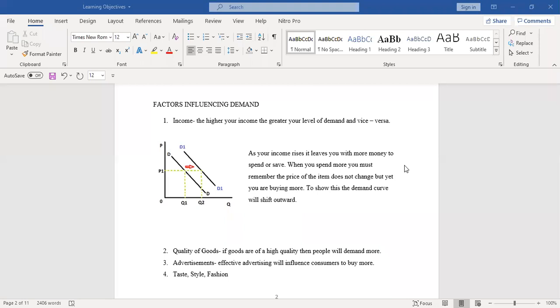Q2 would go down, sir. Right? Q2 will go down to Q1, but you will have to shift your demand curve inward. That's what you have to get. You following, Miguel? Yes, sir.